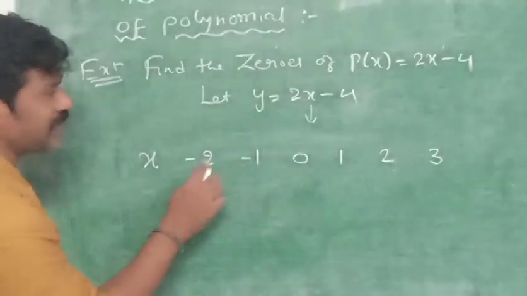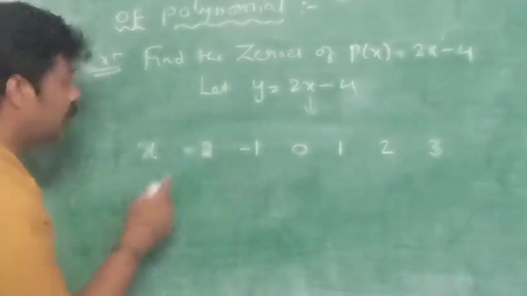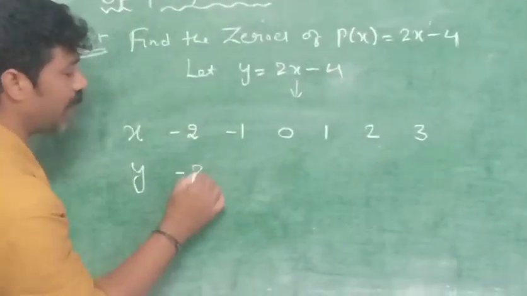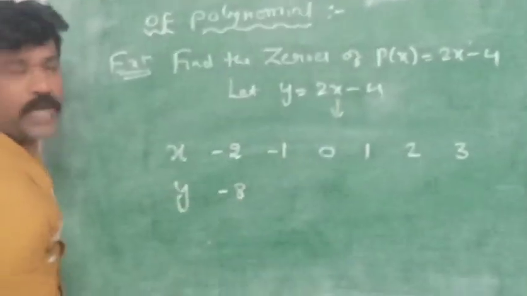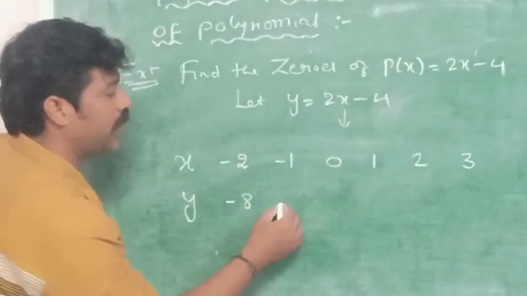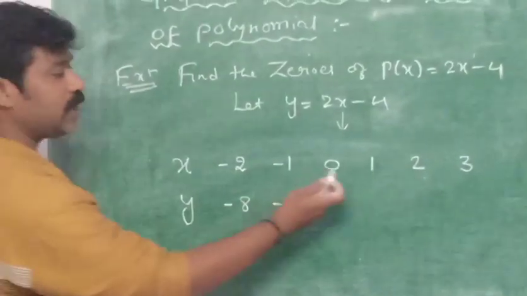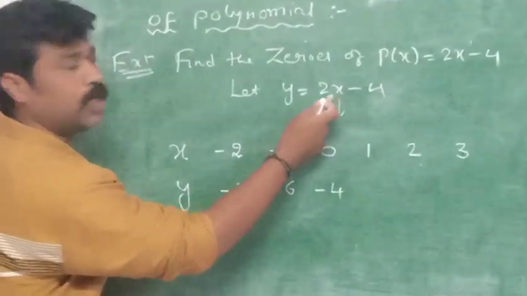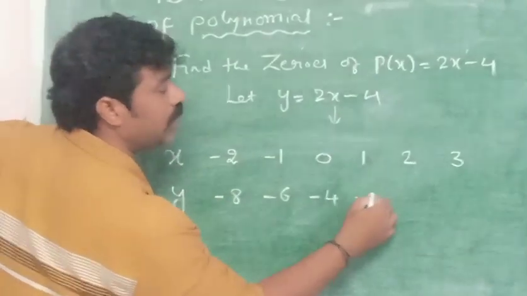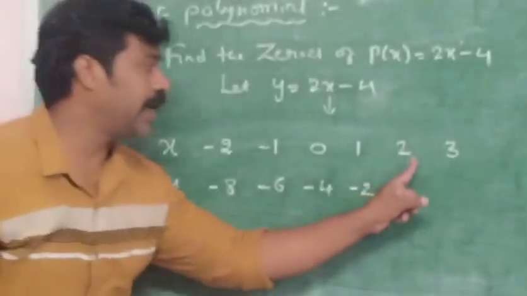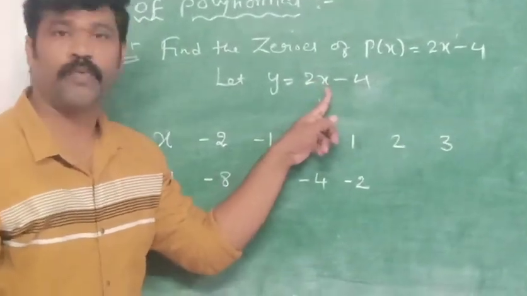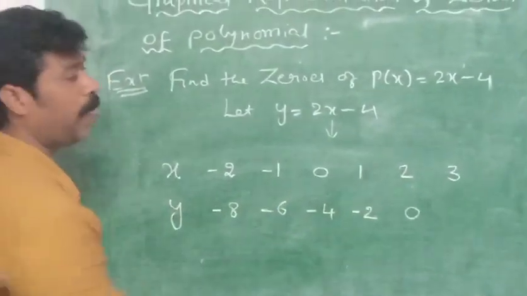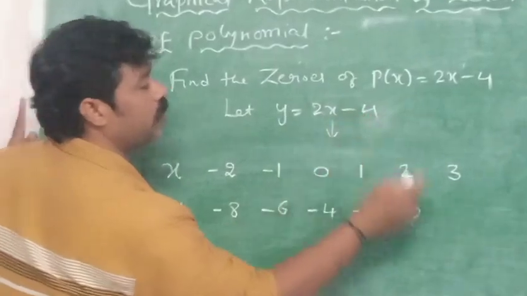If I substitute x = -2, then we get the y value: -2 into 2 is -4, and -4 minus 4 gives -8. Similarly, if x = -1, -1 into 2 is -2, and -2 minus 4 gives -6. If x = 0, then you get -4. If x = 1, 2 into 1 is 2, and 2 minus 4 gives -2. If x = 2, then 2 into 2 is 4, and 4 minus 4 gives 0. If x = 3, then 3 twos are 6, and 6 minus 4 gives 2.